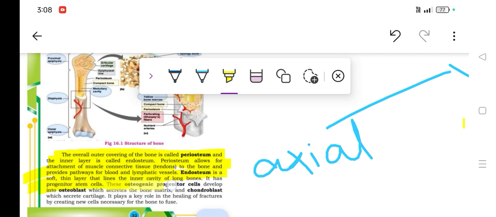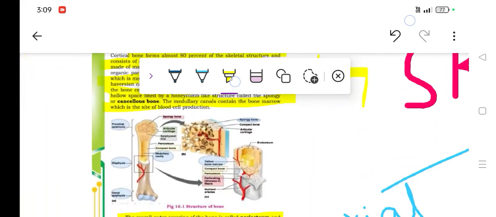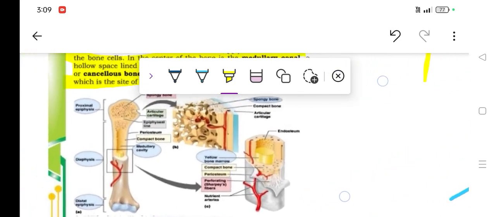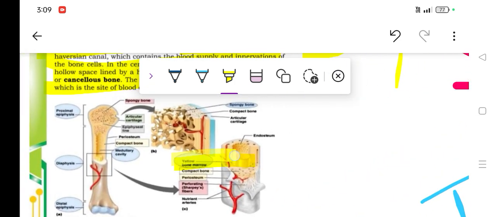Then we have osteogenic progenitor cells, which develop into osteoblasts, which secrete the bone matrix, and chondroblasts, which secrete cartilage. They play a key role in the healing of fractures, creating new cells necessary for the bone to fuse as well. I hope it is very clear. Let's check out the outer structure first.